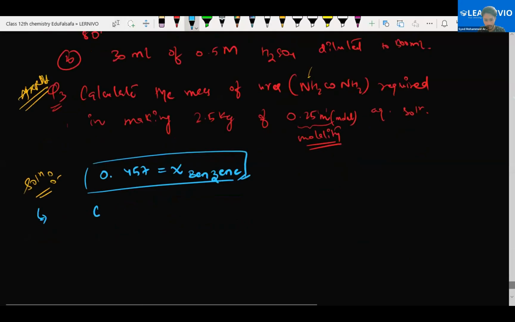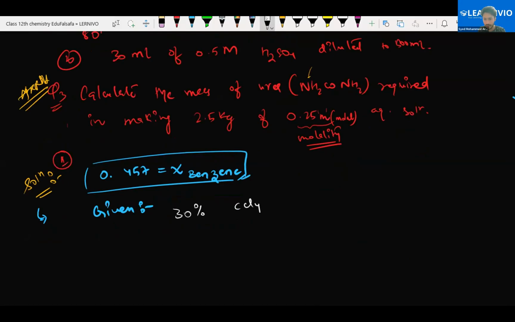The given data in the question, solution 1: 30% CCl4 is given to you, and it is by mass. Each and every term is very important. By mass means W by W percentage is given to you, which is 30%. So what is the definition of 30% CCl4?